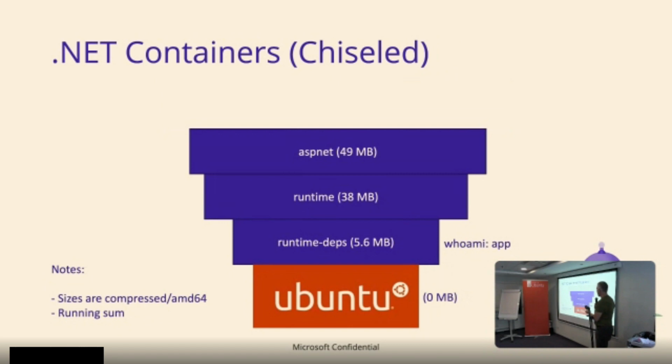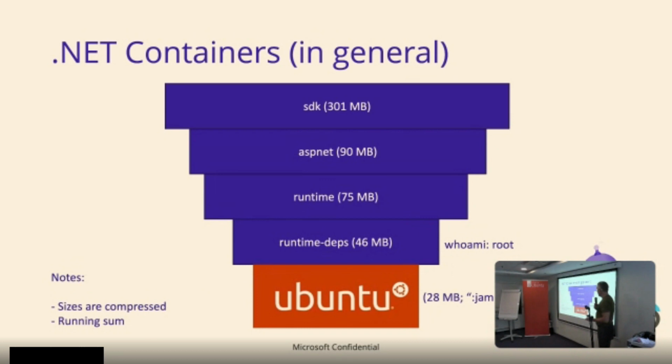And then we do chiseled, and we start to change the game quite a bit. Now that Ubuntu layer is 0, because now we have a bespoke, purpose-built first actual layer, this runtime-deps layer. And now we've made that 5.6 megabytes. It's like, good God. Before, runtime-deps was 46 megabytes, so that's basically a 90% reduction in size.